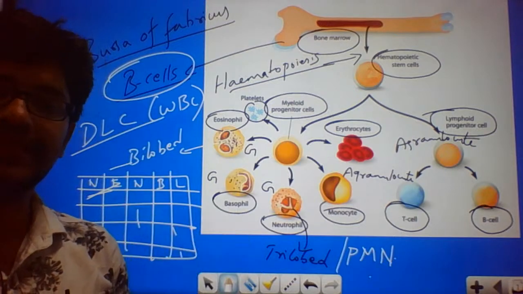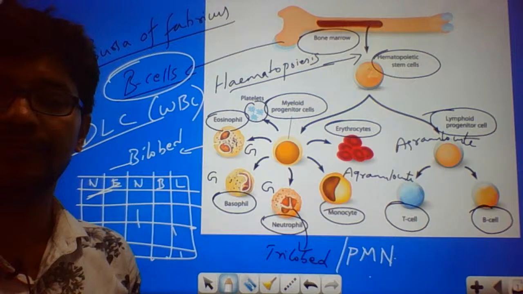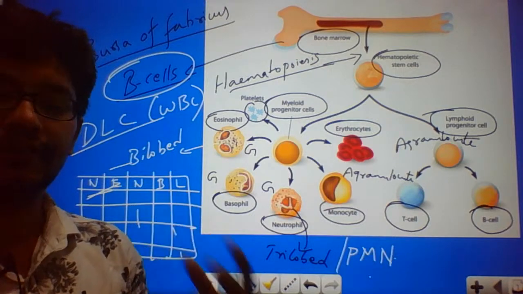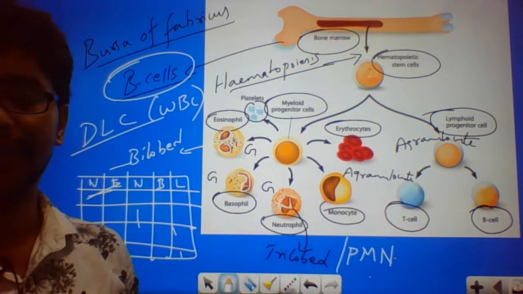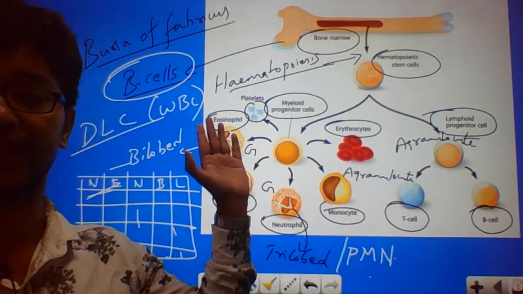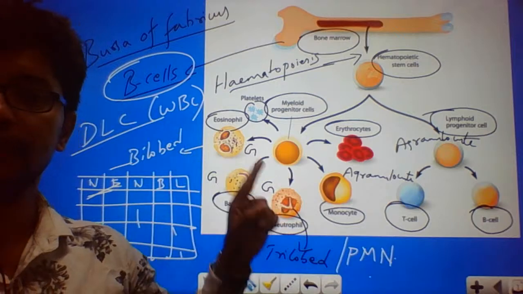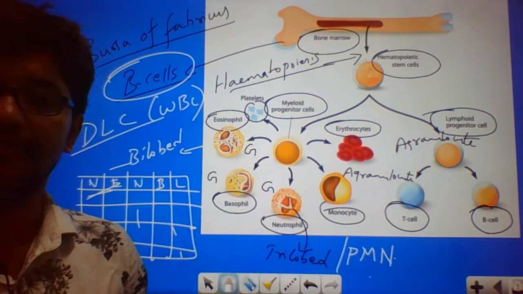Then the produced B cells and T cells will be going to the secondary lymphoid organs. What are the secondary lymphoid organs? Your spleen and your lymph node are the secondary lymphoid organs, and then the cells go to the site of action, the secondary lymphoid organ, from the manufacturing area. Which is the manufacturing area? The primary lymphoid organ. The thymus and the bone marrow are called primary lymphoid organs.